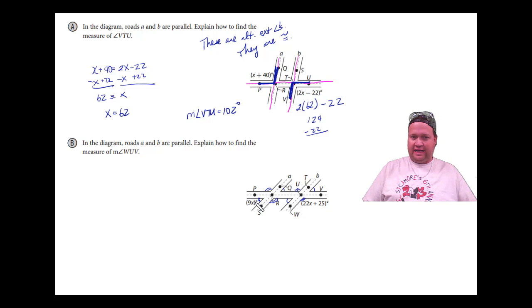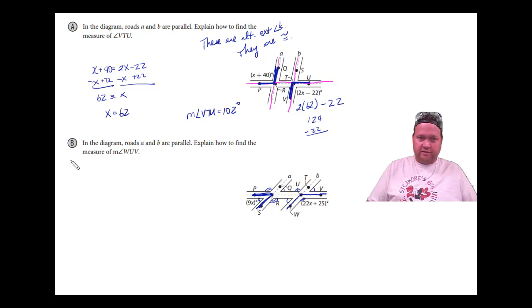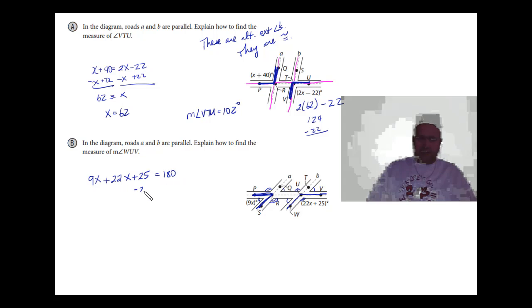And see, I can look at 9x, that's the acute angle, and this big one is the obtuse angle. This angle and this big obtuse angle are supplementary. And this angle that's called 9x is also supplementary to this angle right here, which is called 22x plus 25. So these two angles aren't equal at all. They are supplementary. 9x plus 22x plus 25 equals 180.